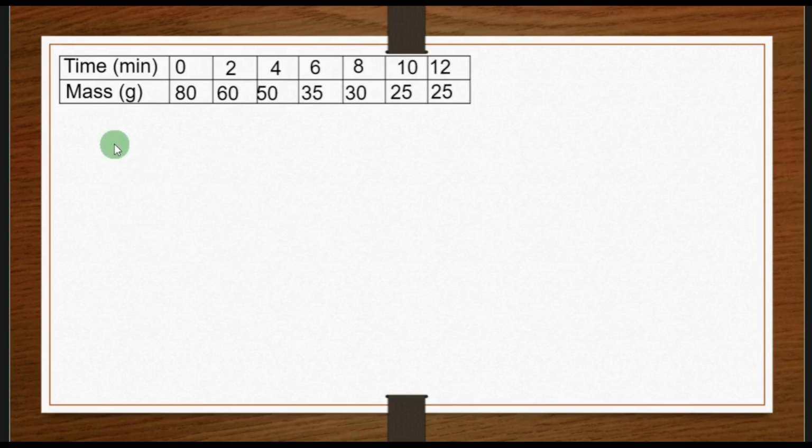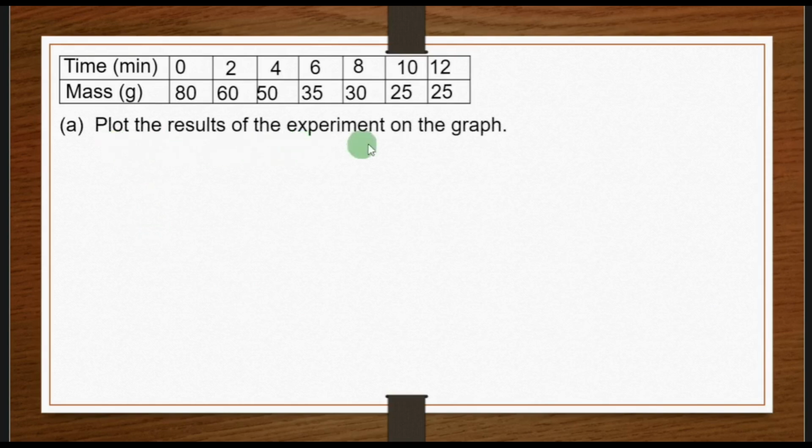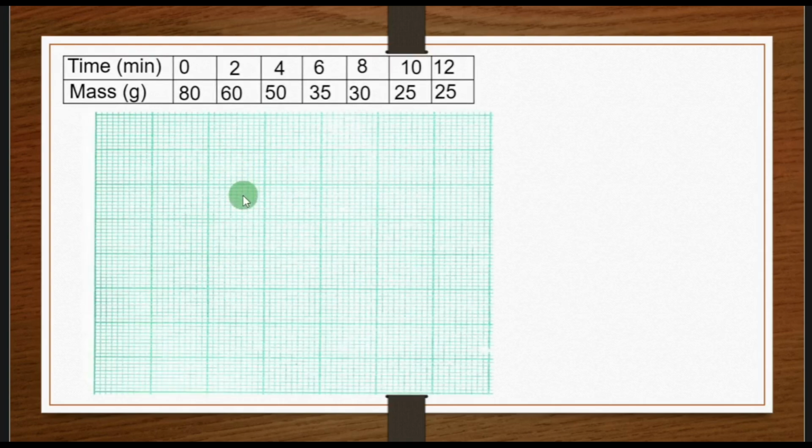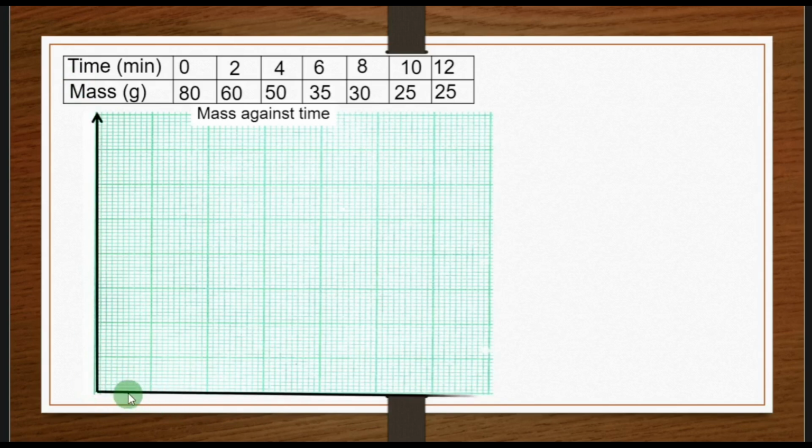Then they're saying plot the results of the experiment on the graph. So these results can now be plotted on the graph. Let's bring the graph here. We are going to plot mass against time. So mass should be on the vertical axis, time on the horizontal axis. We are going to line up the axes like that. So now on the vertical axis we should have mass, while on the horizontal axis we should have time.